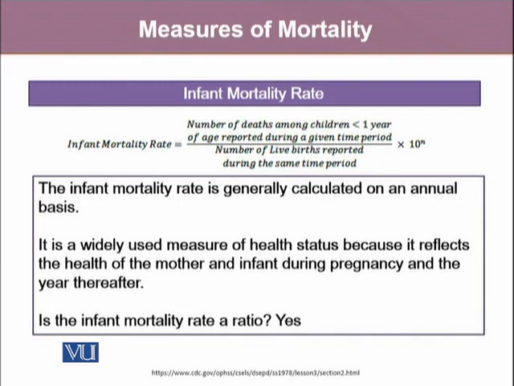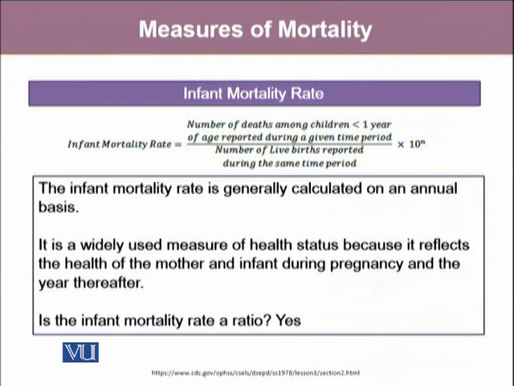Infant mortality rate is another measure of mortality. Infant mortality rate is determined for all the children who die before they reach their first birthday. Therefore, the numerator will be the number of deaths among children less than 1 year of age reported during a given time period, whereas the denominator will be the number of live births reported during the same time period. The question comes: is the infant mortality rate a ratio? Yes, indeed, it's a ratio.